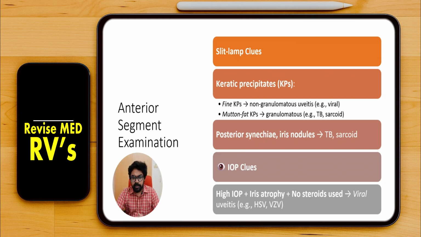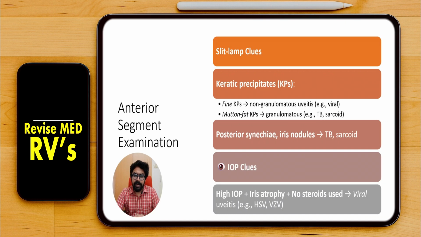In the anterior segment, you can see keratic precipitates, especially fine KPs, usually seen in non-granulomatous uveitis, especially in viral mediated diseases. From a rheumatological perspective, fine KPs are mostly HLA B27 associated, that is ankylosing spondylitis associated diseases. And you can see mutton fat KPs in granulomatous uveitis, especially TB and sarcoid.